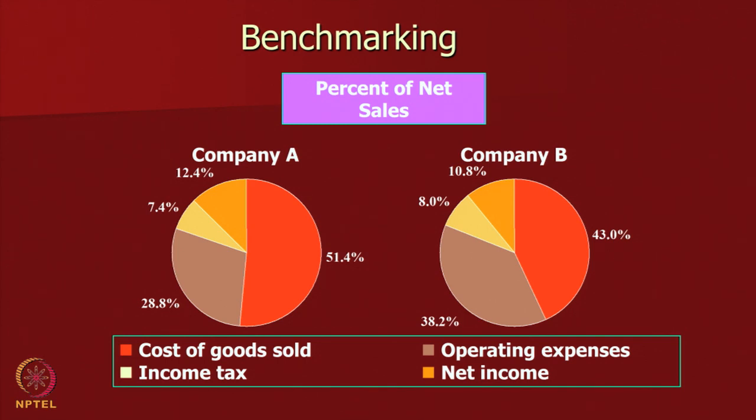Operating expenses, if you compare, for A it is 28%, but for B it is higher. So, A is using more cost of goods sold, that is more raw material, but has relatively lesser operating expenses, while B has lesser percentage on raw material, on the cost of goods sold, but has more percentage of operating expenses. Like that, the structure of the two companies is different.